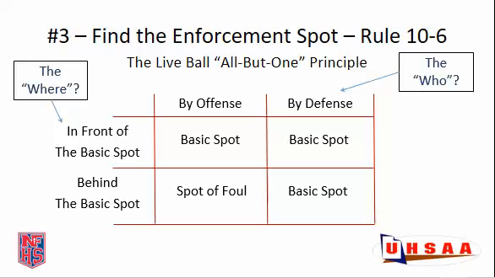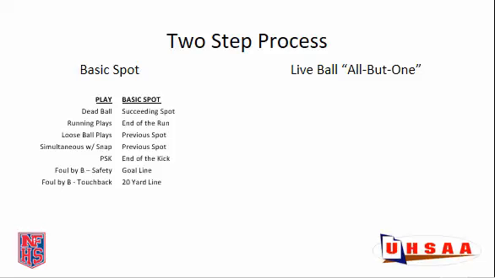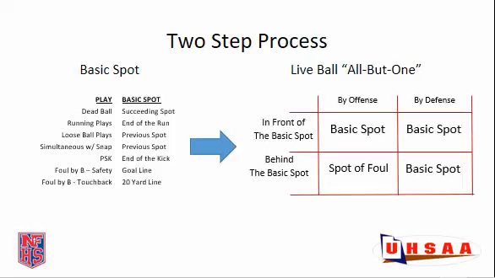So now we've answered the who and where, and we have everything that we need to mark off the majority of our penalties. We've asked when, where, and who. So let's review the whole process. It's a 2-step process. First, ask when and determine the proper basic spot. If it's a dead ball foul or foul simultaneous with the snap, go ahead and mark off the yardage. If not, if it's a loose ball play or a foul during a running play, then you have to ask who and where with the all but one matrix to find the correct enforcement spot.